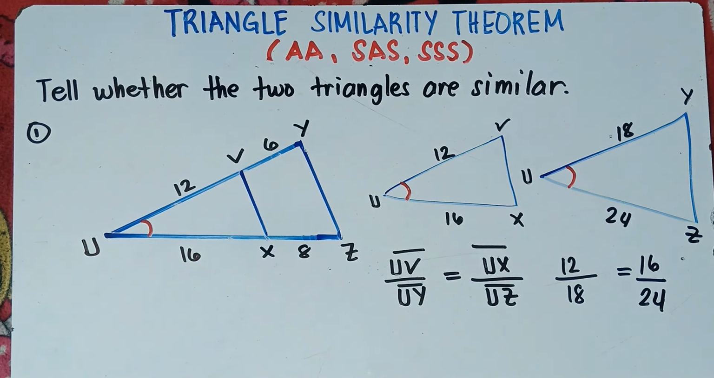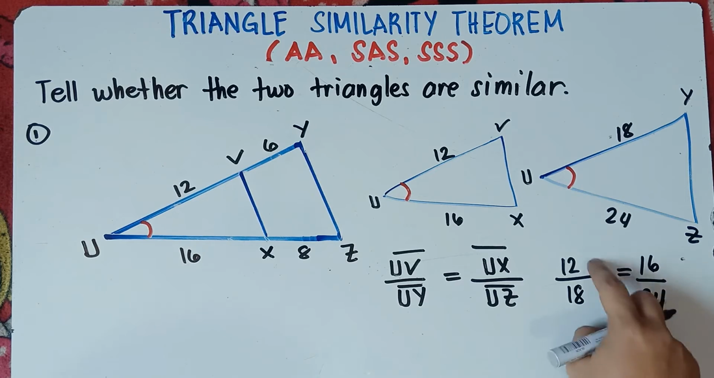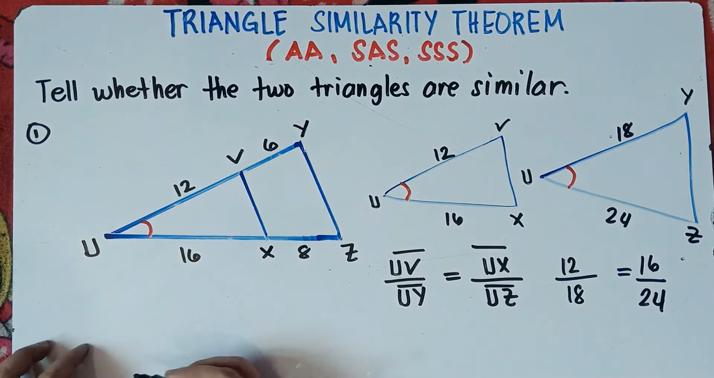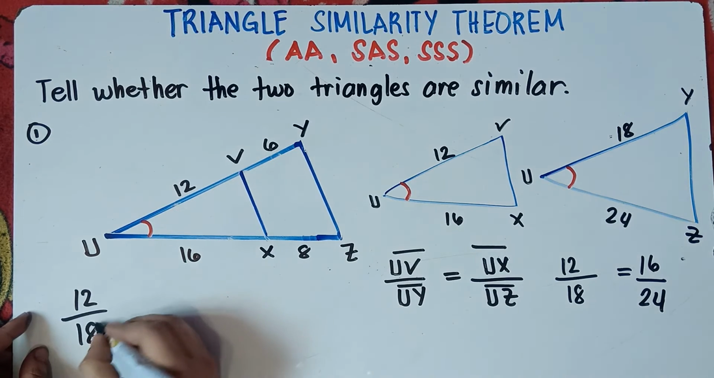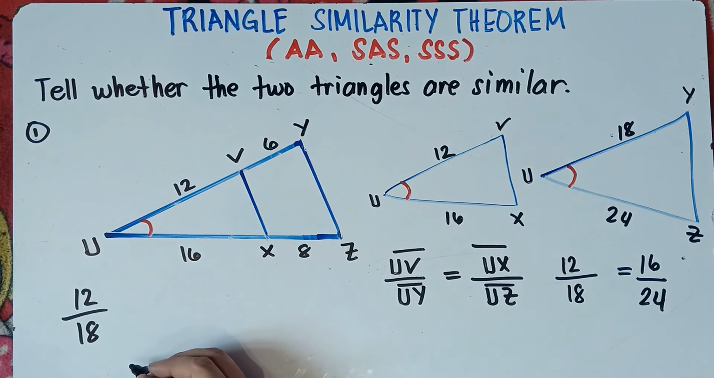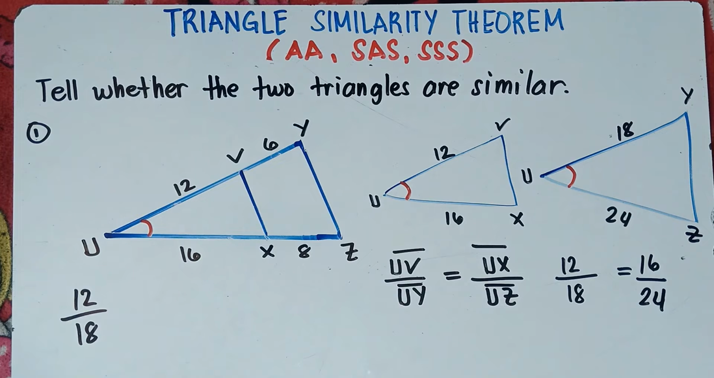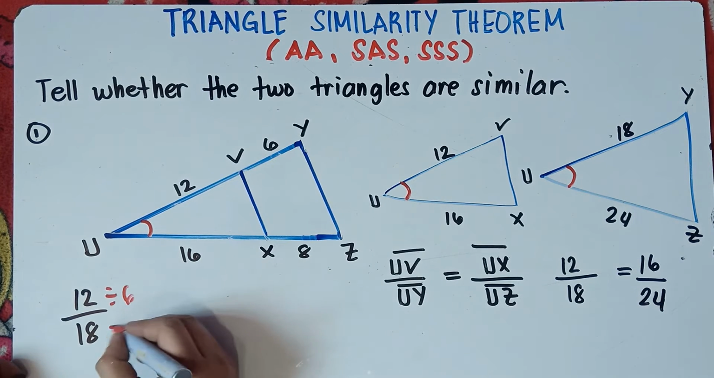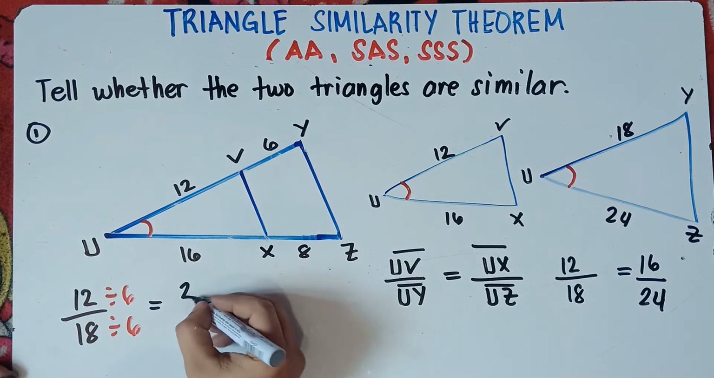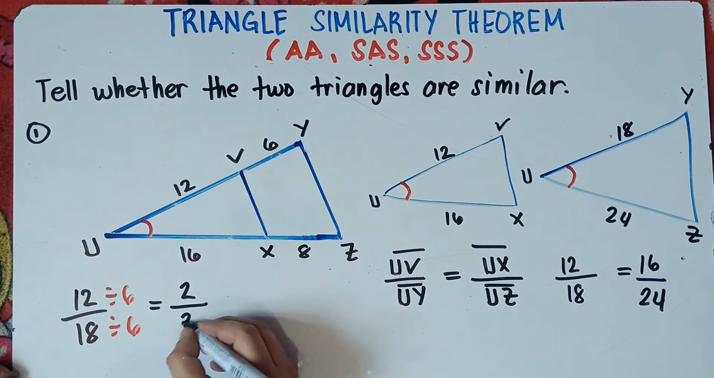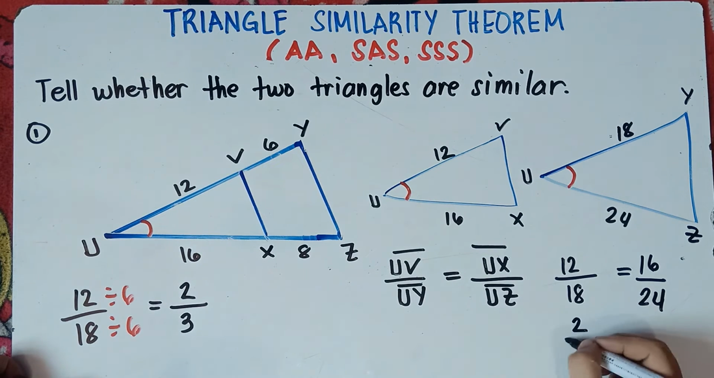So check, class, can we reduce this ratio? Yep, we can reduce 12 and 18, right? Can we reduce 12 over 18? What would be the GCF, class? The greatest common factor. That's correct. We can divide this one by 6, right? The GCF of 12 and 18 is 6. So 12 divided by 6 is 2. 18 divided by 6 is 3. So this will be 2 over 3, is equal to, let's check if they have the same ratio.